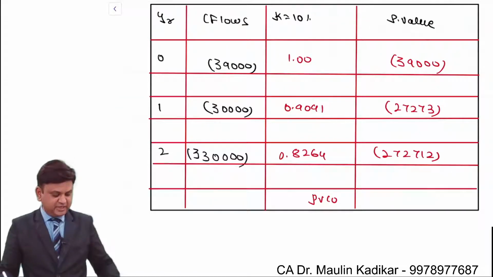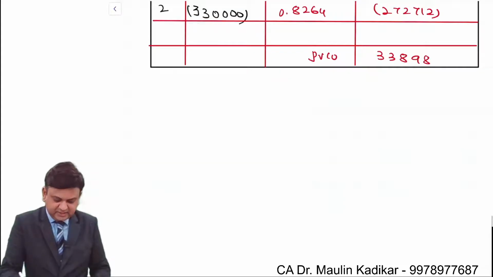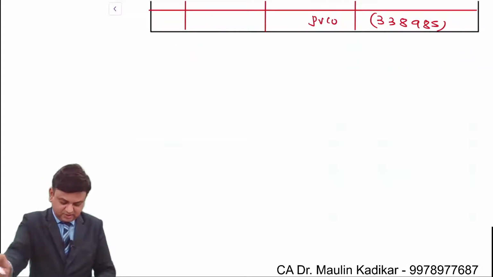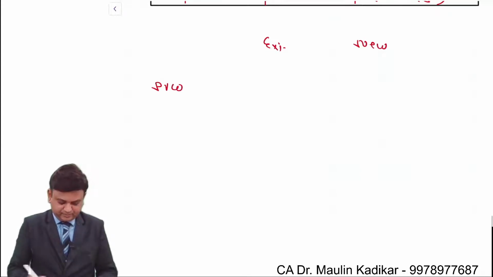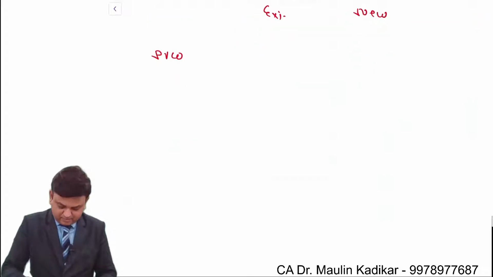Based on this present value cash outflow, 39,000 plus 27,273 plus 2,72,712, so 3,38,985. Now we have to make a comparison between existing finance and new financing. Present value of the cash outflow for new financing is 3,38,985.